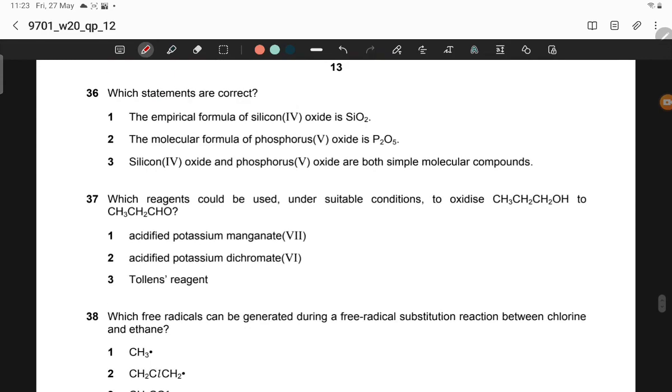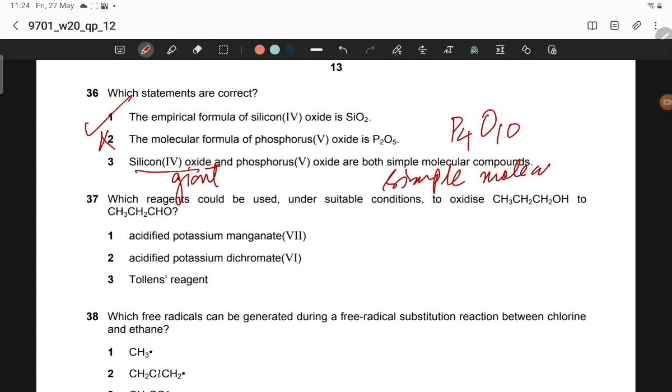Question number 36. Which statements are correct? The empirical formula of silicon(IV) oxide is SiO2. Yes, it is correct. The molecular formula of phosphorus(V) oxide is P4O10. So this is incorrect. Silicon(IV) oxide and phosphorus(V) oxide are both simple molecular compounds. Silicon(IV) oxide is giant and this is a simple molecule. So this is incorrect. D option is correct.